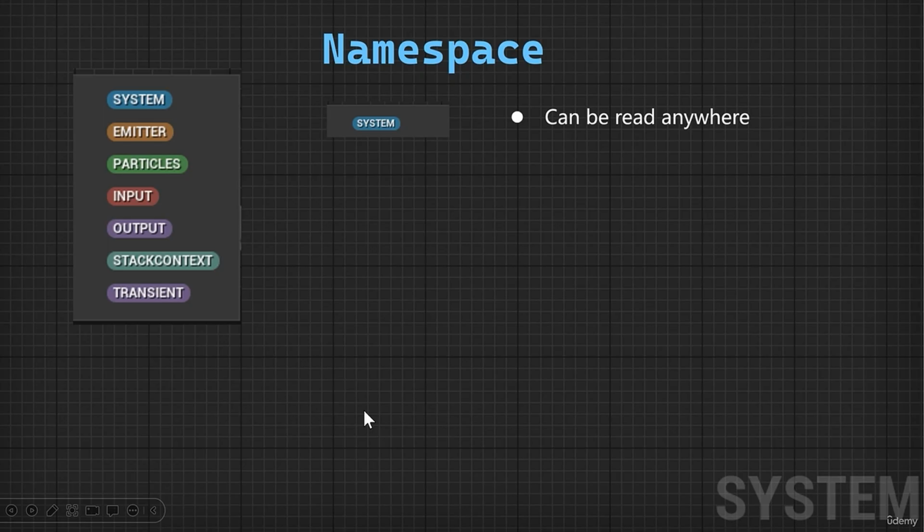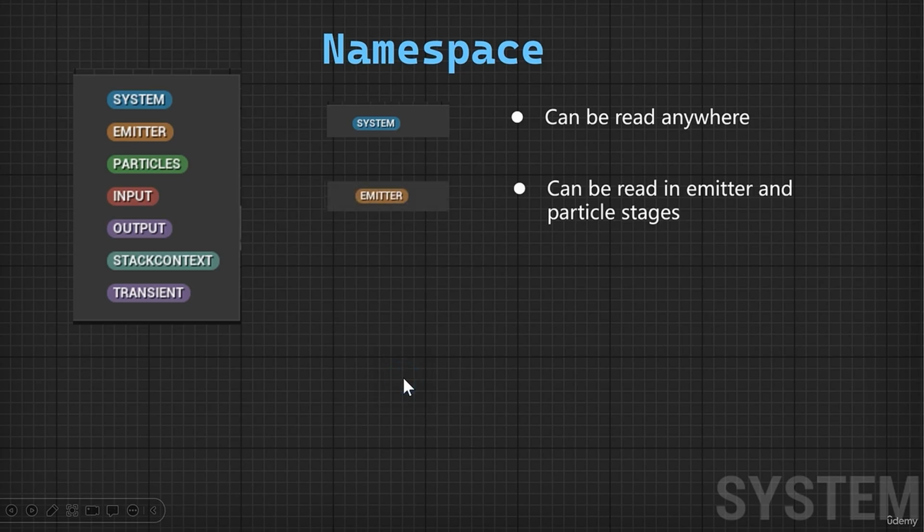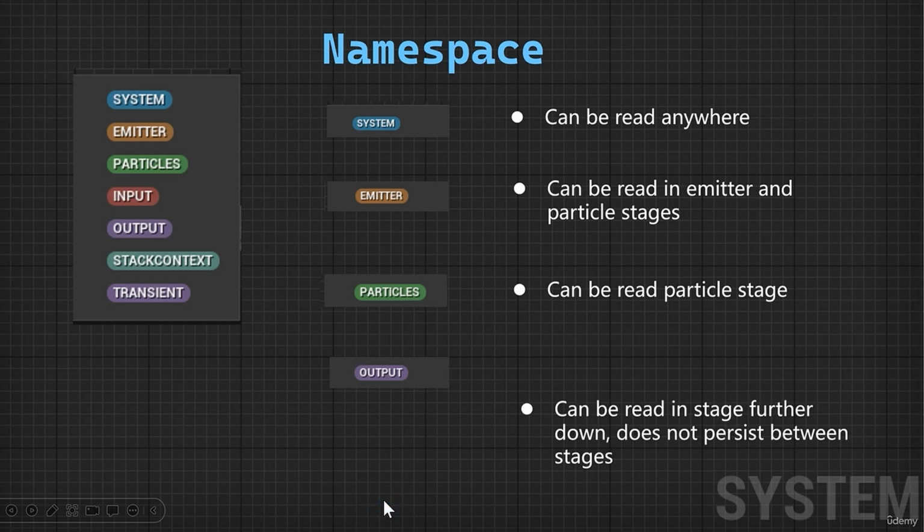Note that a value must be set before it's read. So we need to use a module to set this value, then the module under it can access it and the module above can't. If we forget this rule, we'll just get a lot of error messages and sometimes even crash our editor. Alright, and parameters inside of the emitter namespace can only be read in emitter stage and particle stages. And parameters inside of the particles namespace can only be read in particle stage. And parameters belonging to output can be read in stages further down. If we are setting a variable inside of a module under particle stage and we mark that variable as an output parameter, then that value can be read in modules or stages further down.